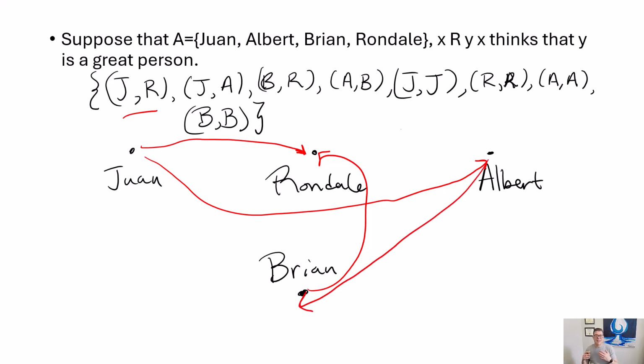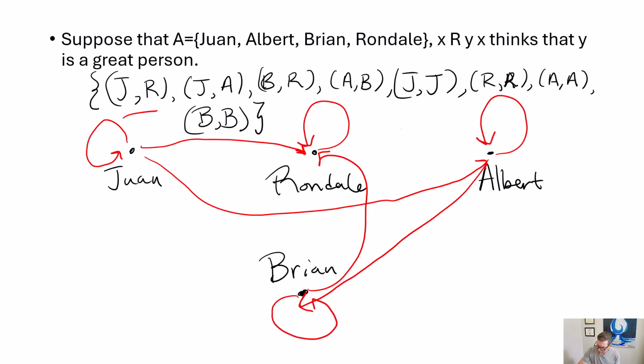Now, because these people are actually great people, they think that they are themselves great people. So Juan thinks that Juan's a great person, Rondale thinks that Rondale's a great person, Albert thinks that Albert's a great person, and Brian thinks that Brian's a great person. What I just drew there are called self-loops. Because there's a self-loop for every one of these vertices, we have a reflexive relation. On the one hand, we can see (J,J), (R,R), (A,A), and (B,B) inside of the set R. And also in the graph, we have a self-loop for every single one of the vertices. Hence, this is reflexive.